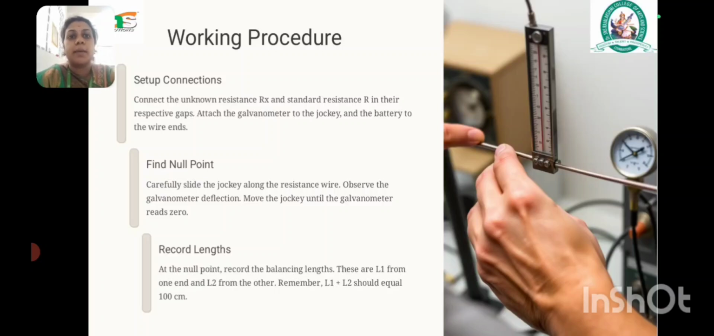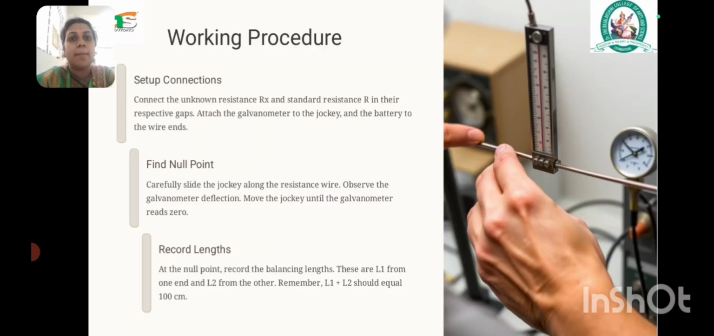The first step is to set up connections. Fix the meter scale on a table and then connect the battery, key, galvanometer and resistances as per the circuit diagram. We connect the known resistance and the unknown resistance. Attach the galvanometer to the jockey and the battery wire ends. Ensure all connections are tight and keep the galvanometer at 0. Then close the key. Switch on the battery and current flows through the circuit.